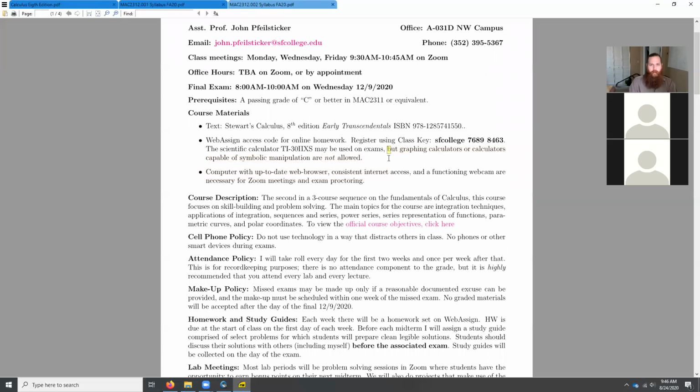Graphing calculators, calculators capable of symbolic manipulation, straight up not allowed. You cannot use graphing calculators or anything like the TI Inspire that's capable of doing symbolic manipulation.